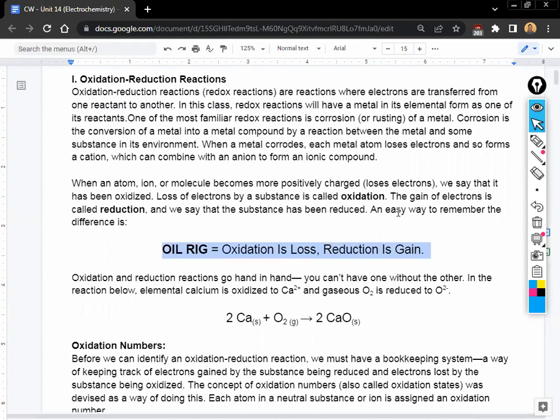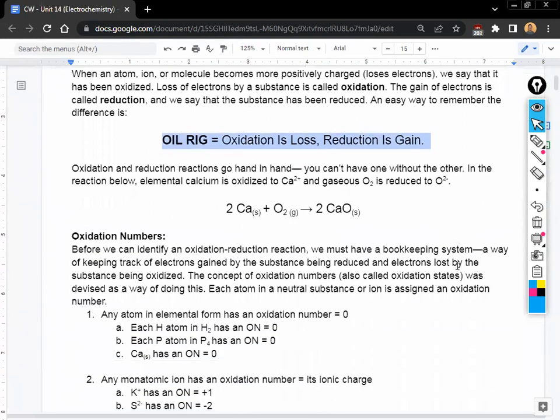rig, oxidation is loss, reduction is gain. And we're talking about electrons here, okay? So if an element gains electrons, it is being reduced. And if it is losing electrons, it is being oxidized, okay? So make sure you guys keep oil rig in mind.